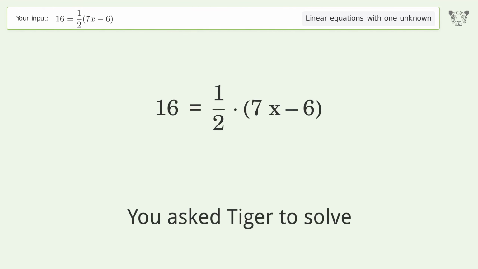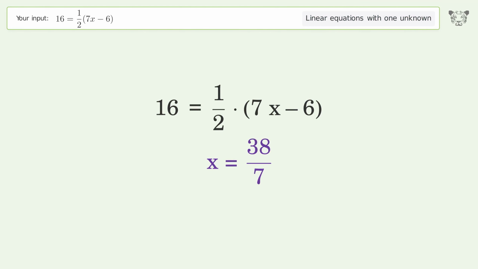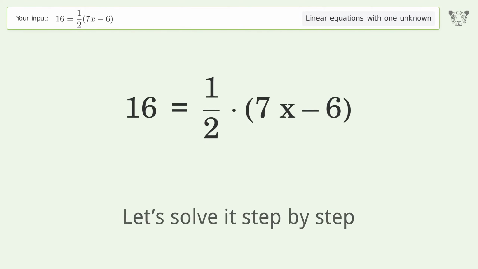You ask Tiger to solve this. This deals with linear equations with one unknown. The final result is x equals 38/7. Let's solve it step by step.